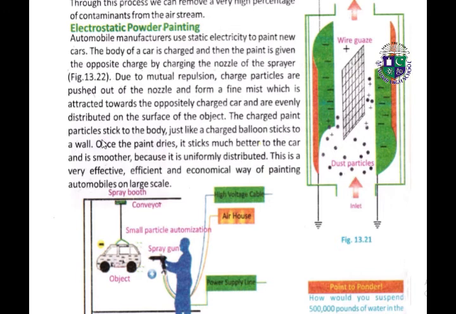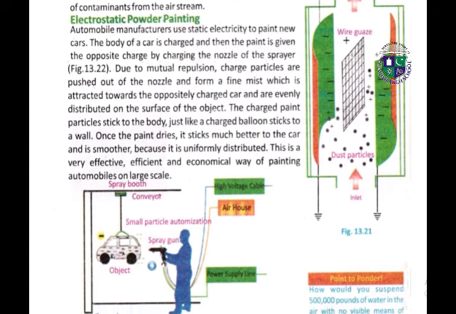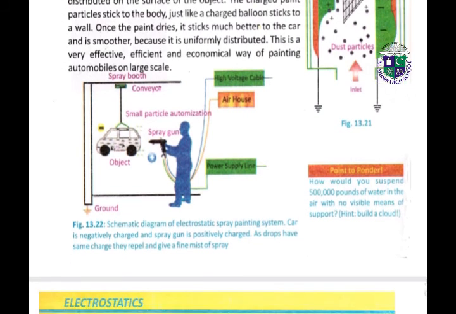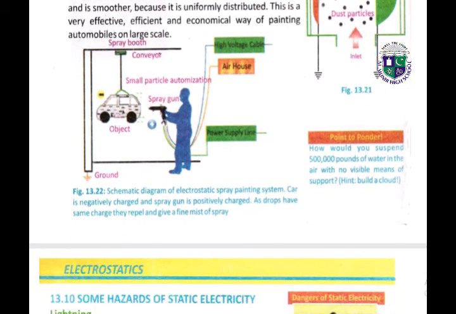The charged paint particles stick to the body just like a charged balloon sticks to a wall. Once the paint dries, it sticks much better to the car and is smoother because it is uniformly distributed. This is a very effective, efficient and economical way of painting automobiles on a large scale. So here we have the picture 13.22 which shows this type of application. Schematic diagram of electrostatic spray painting system.